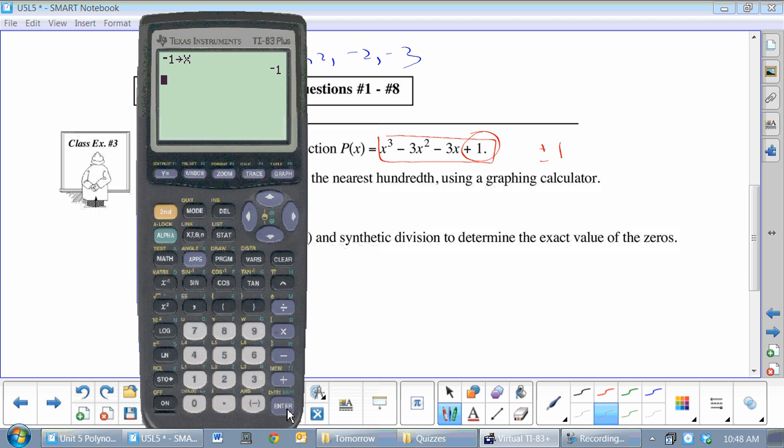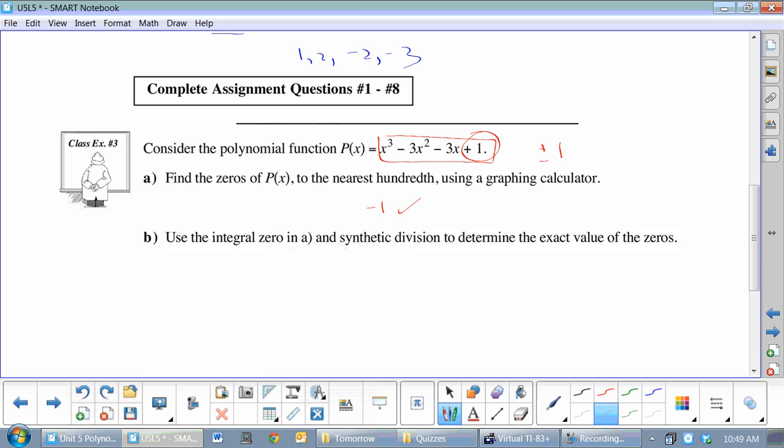So I'm going to try negative 1 first. So x cubed minus 3x squared minus 3x plus 1. I hit enter. Okay, that one works. So I found 1, and all I want is 1, so I chop it down to x squared. Okay, so negative 1 works.